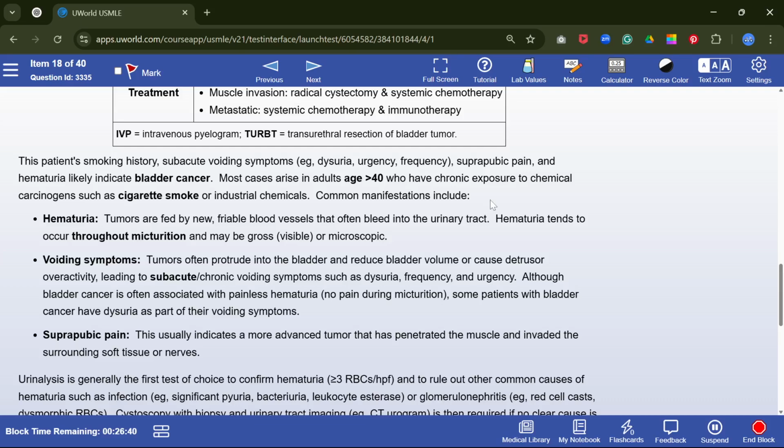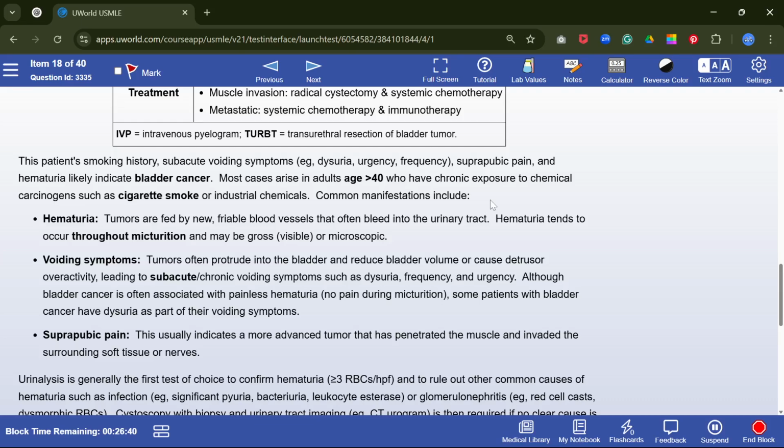Hematuria: tumors are fed by new friable blood vessels that often bleed into the urinary tract. Hematuria tends to occur throughout micturition and may be gross, visible, or microscopic. Voiding symptoms: tumors often protrude into the bladder and reduce bladder volume and can cause detrusor overactivity, leading to subacute or chronic voiding symptoms such as dysuria, frequency, and urgency.